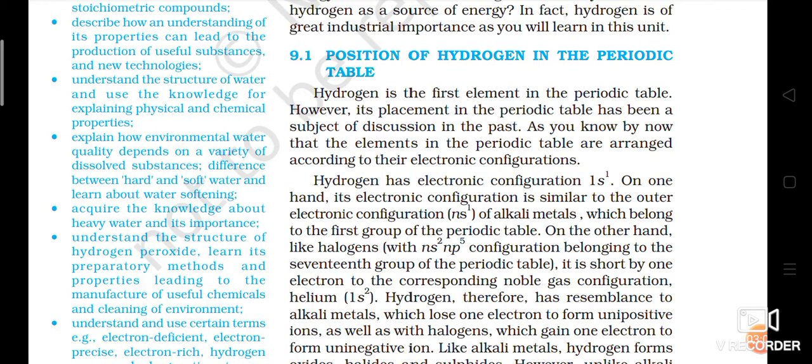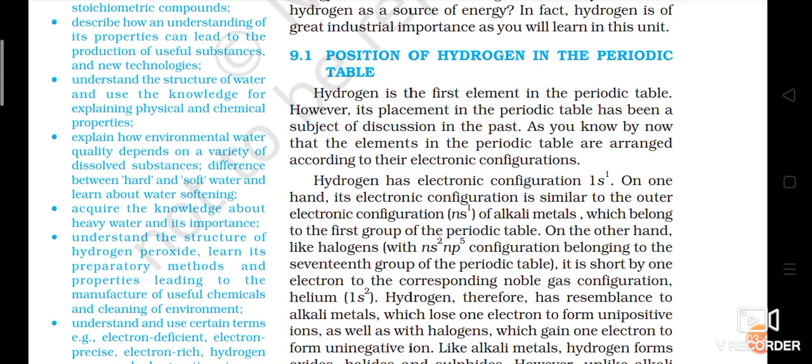On one hand, its electronic configuration is similar to the outer electronic configuration of alkali metals, that is ns1, which belong to the first group of the periodic table. On the other hand, it is like halogens with ns2 np5 configuration belonging to the 17th group of the periodic table. It is short by one electron of the corresponding noble gas configuration, that is helium, 1s2. Hydrogen therefore has resemblance to alkali metals, which lose one electron to form unipositive ions, as well as to halogens, which gain one electron to form uninegative ions.